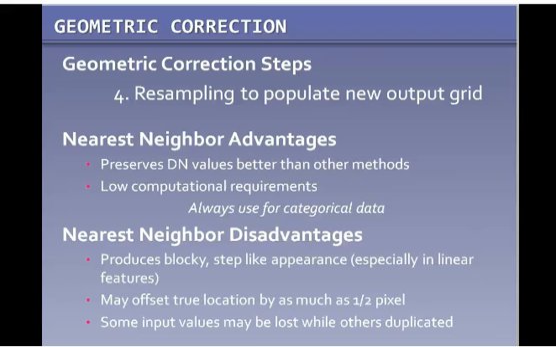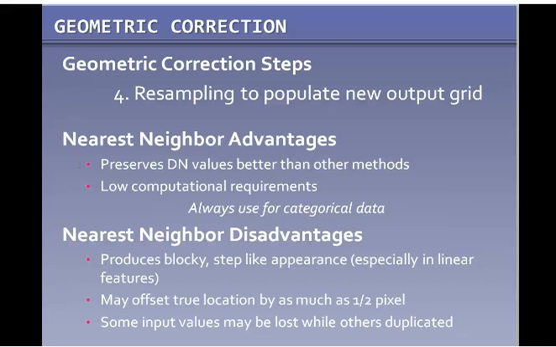What's nice about this approach is that you're really maintaining and preserving the original DN values from your imagery, right? We're not making any changes to the values. We're just deciding where the values from the original image are going to go in the new grid. And because it's this simple, it's really a nice approach when you don't have a lot of computing capabilities, like not a lot of processing speed. It runs a lot faster, let's put it that way.